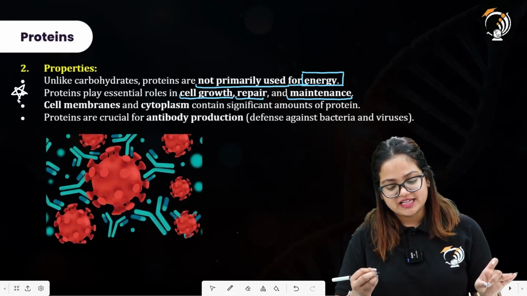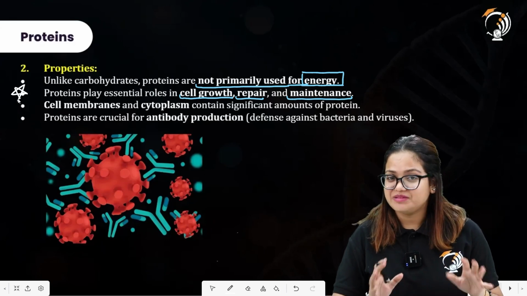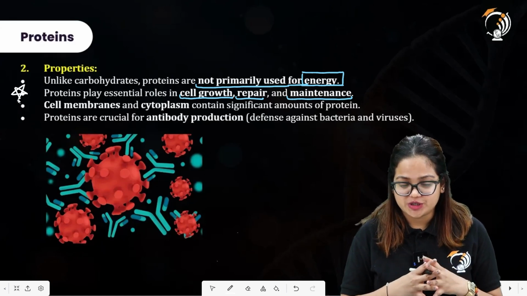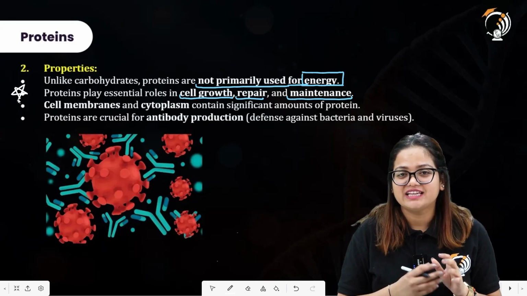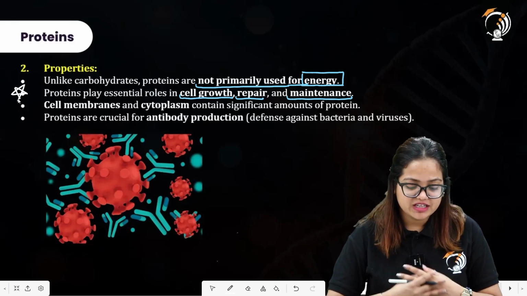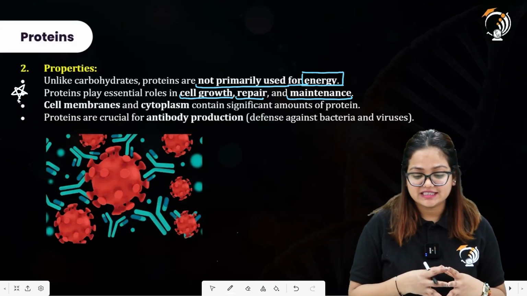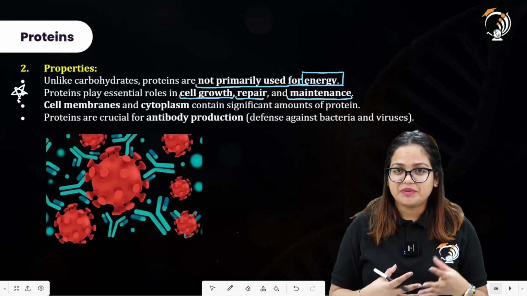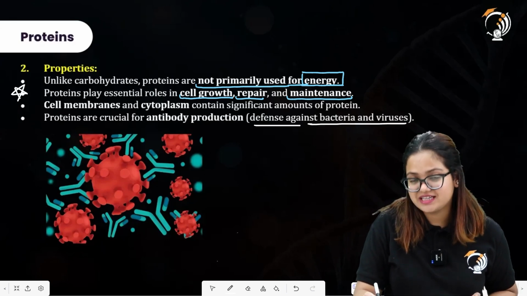Cell membranes and cytoplasm contain a significant amount of proteins, and you have also understood about the cell membrane structure in the previous one shot, that it is a phospholipid molecule, made up of proteins and lipids. So proteins are required to make the cell membrane, to make the, you can say, cytoplasm. All right. Then we have proteins are crucial for antibody production. And what are the antibodies here? These are the type of bodies that act against the infections, by killing the bacteria, by killing the viruses here. So these are the defense against bacteria and viruses.